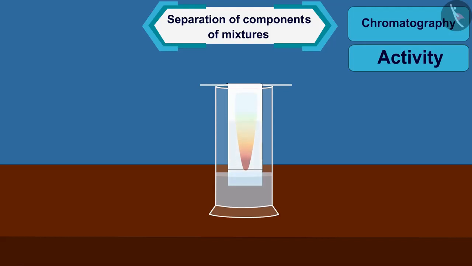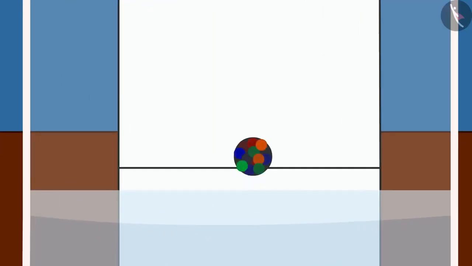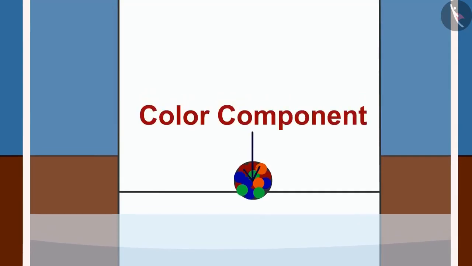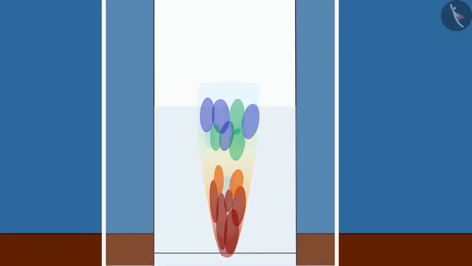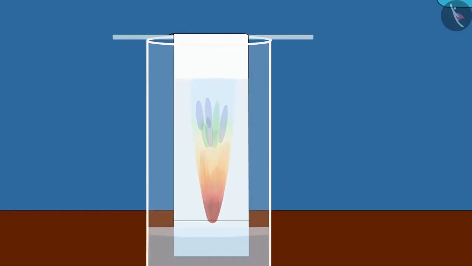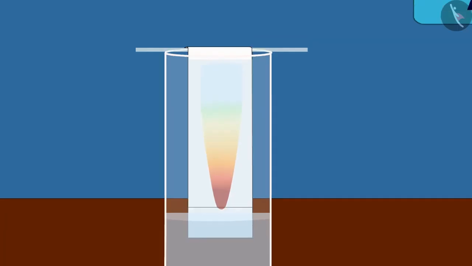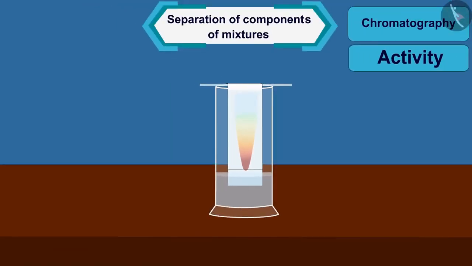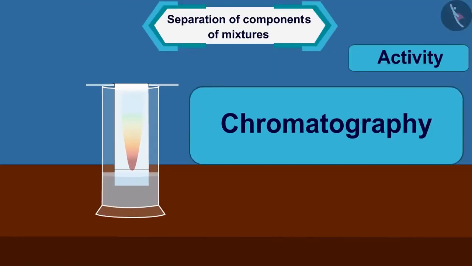As the water moves upwards on the filter paper, it also takes the dye particles along with it. Often the dye is a mixture of 2 or more colors. The color component, which is more soluble in water, rises faster, and thus the separation of colors becomes possible. This method of separating components from a mixture is called chromatography.